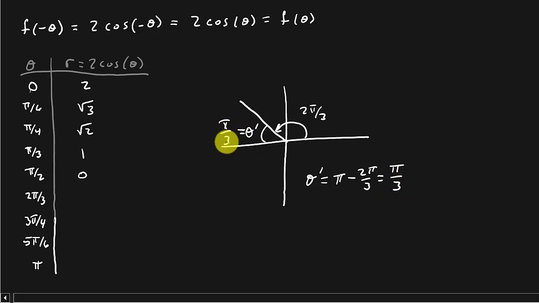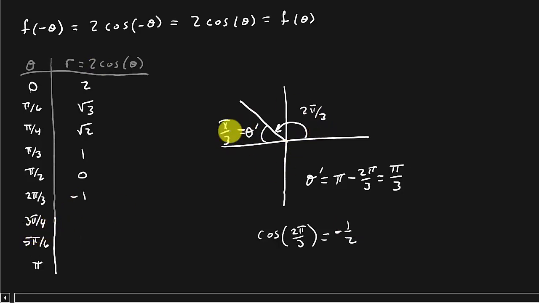Okay. Now remember, the cosine of 2 pi over 3, that's equal to what? What's the cosine of pi over 3? That's 1/2, right? But I'm in the second quadrant, and cosine is negative, so that's negative 1/2. So negative 1/2 times 2 is negative 1. See that? And then the same thing here.